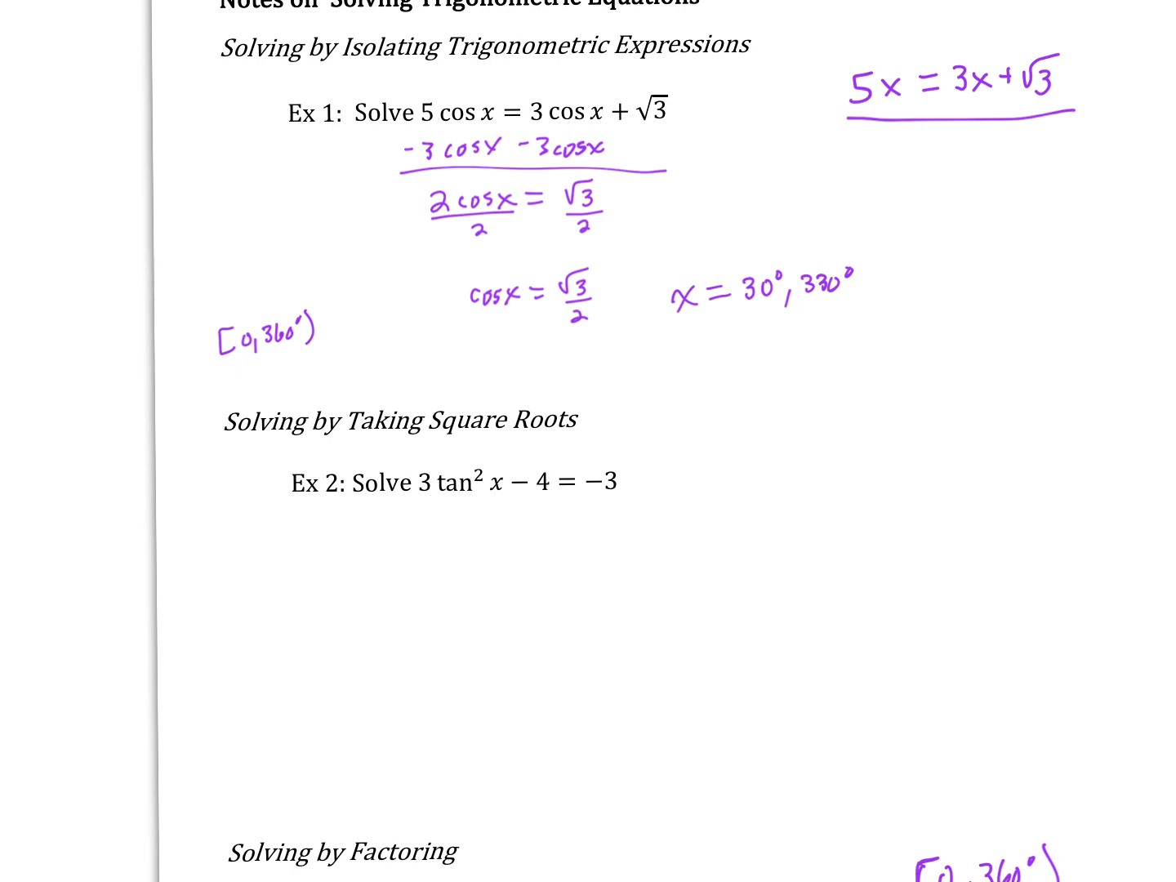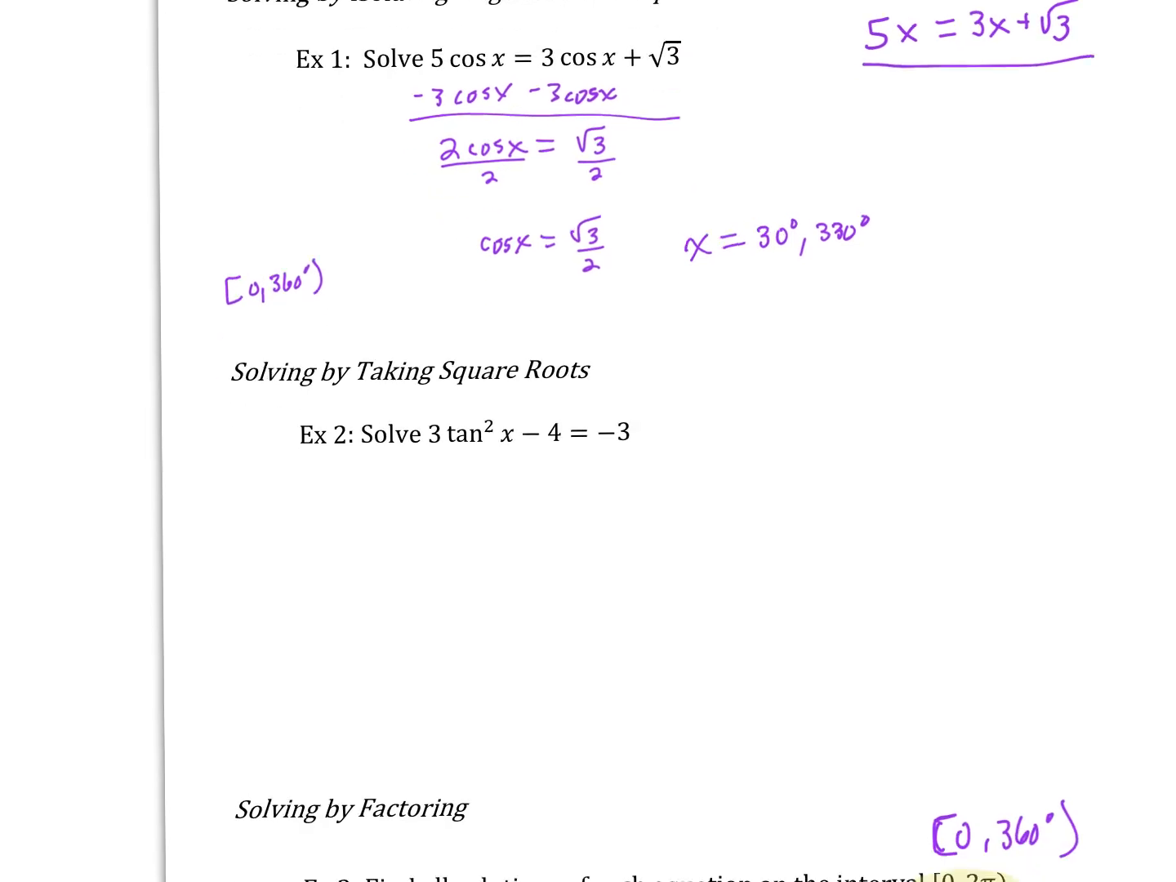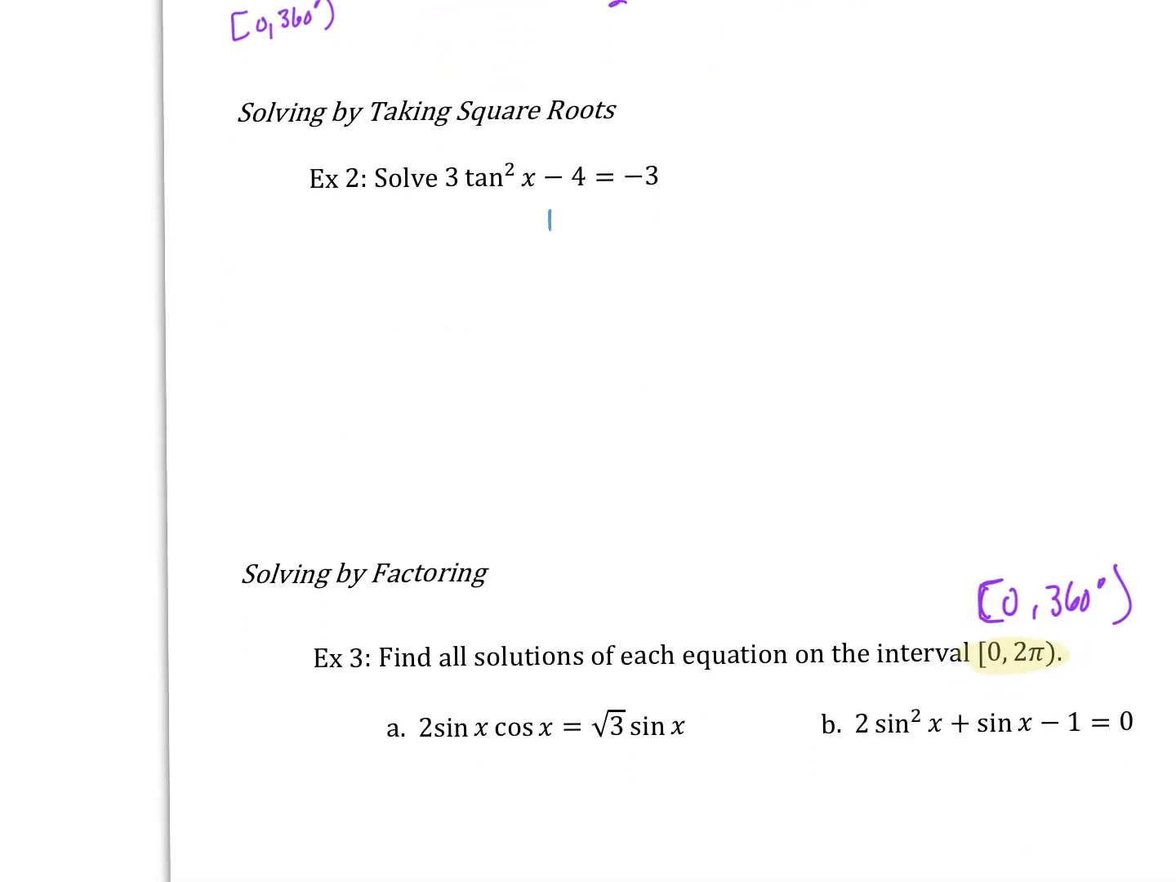I'm trying to get tan x by itself. So in this case, we're going to need to add 4 to both sides. And 4 minus 3 gives us 1. And then we're going to have to divide both sides by 3. So we get that the tan squared x is equal to 1/3. And then we're going to square root both sides.